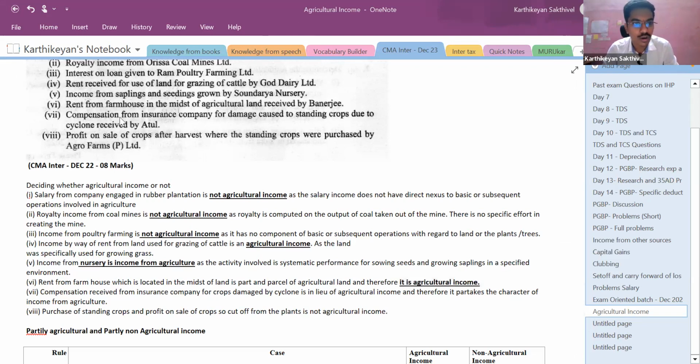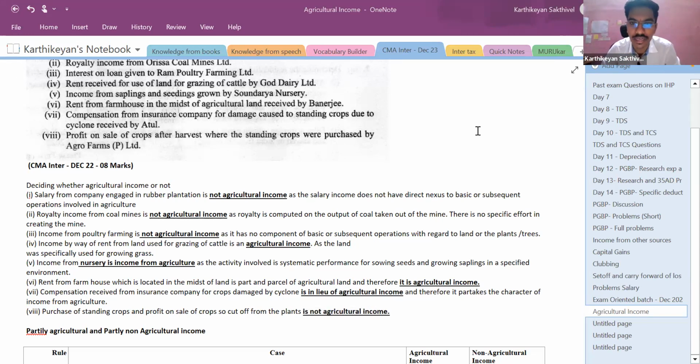Next point. Compensation from insurance company for damage caused to standing crops due to cyclone received by Aptitude. This one is also already discussed. It is in lieu of agricultural income. Hence, it is exempt. Next, profit on sale of crops after harvest where standing crops were purchased by Agro Farms Private Limited. So, purchase of standing crops and profit on sale of crops cut off from plants is not an agricultural income. It is not agricultural produce per se. So, obviously, in that case, it is not to be treated as agricultural income.